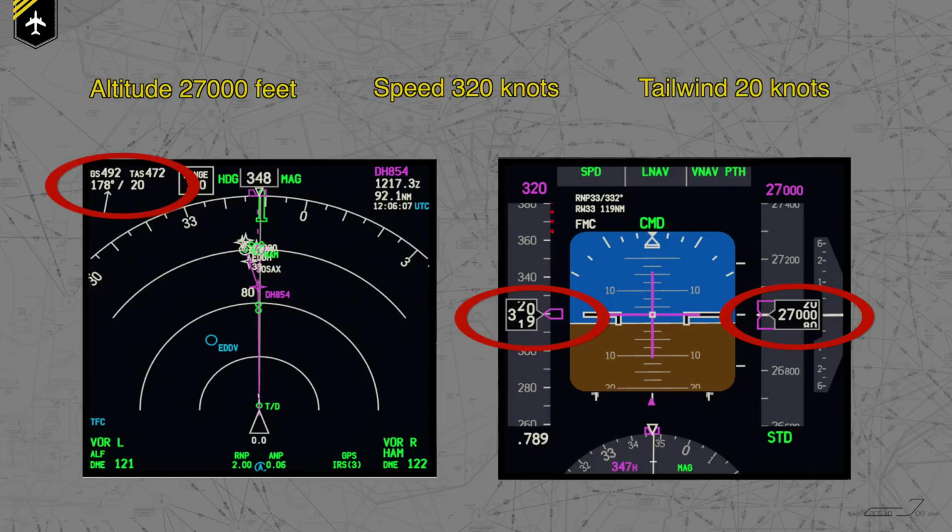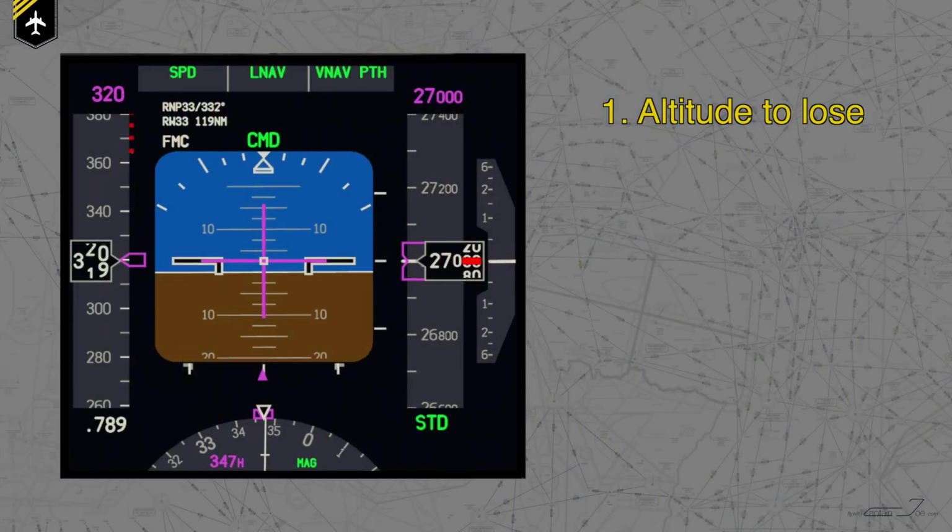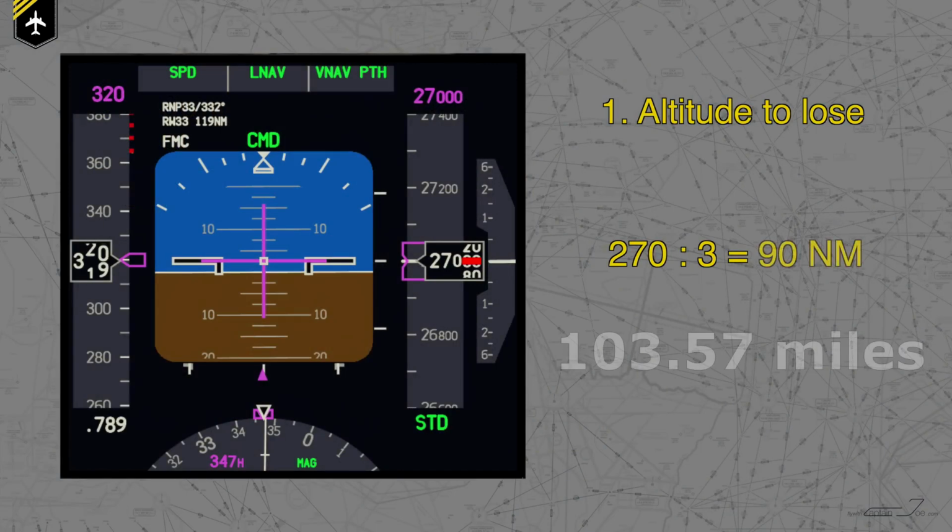So with that data, we want to calculate the distance we need to fly a continuous descent profile. So we're going to cross out the last digits and divide that by 3. So 270 divided by 3 equals 90. So 90 nautical miles is the minimum distance we'll need for our descent.